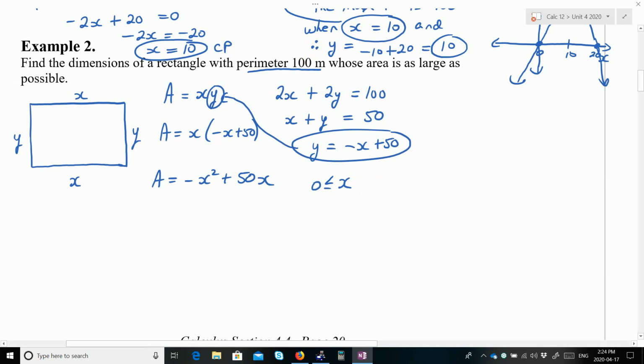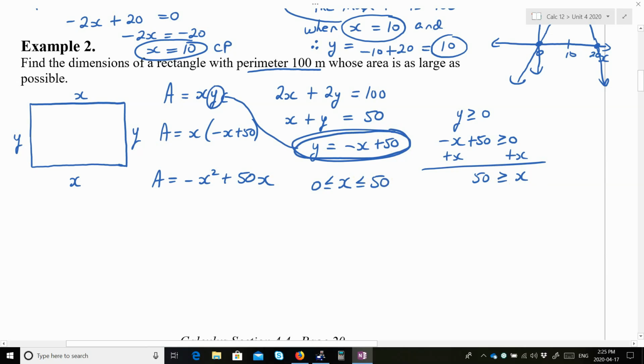Okay, and notice, guys, that y has to be greater than or equal to 0 as well, which means negative x plus 50 has to be greater than or equal to 0. Which, if you add x to the other side, means that 50 is greater than or equal to x. So x has to be less than or equal to 50. We get that from this equation here.